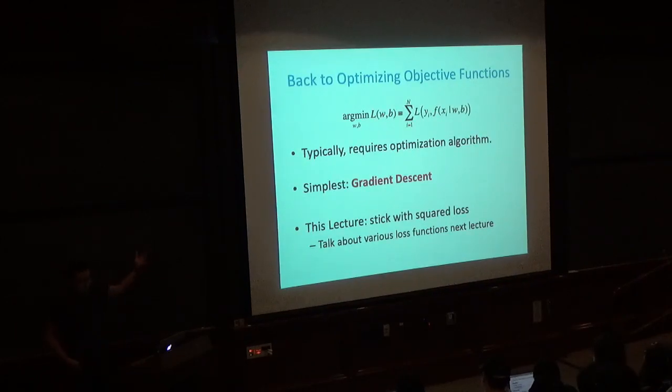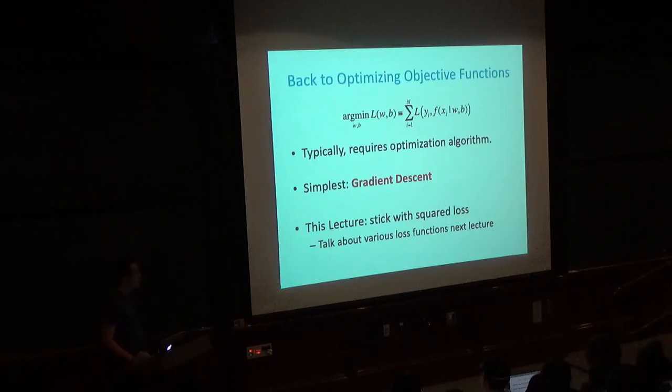Okay, so typically this requires some sort of optimization algorithm, the simplest of which is gradient descent. For those of you thinking 156, a gradient is simply the multivariable derivative of this objective function. So you take the derivative of this with respect to, let's say, the w vector, and that's the gradient with respect to w of this objective function.